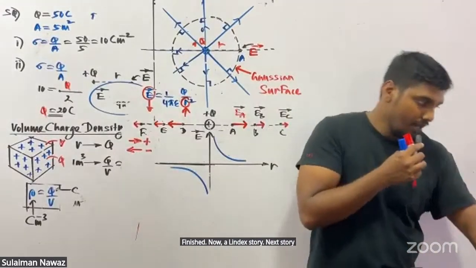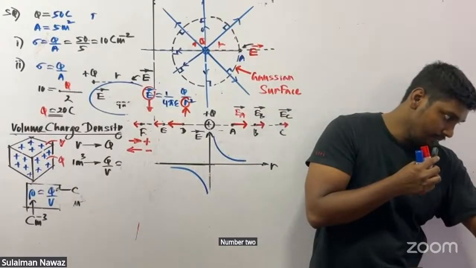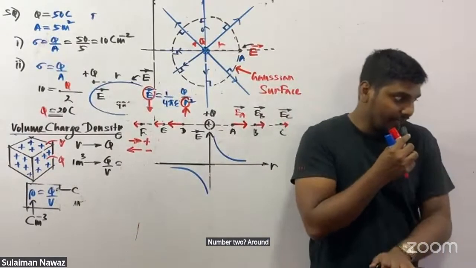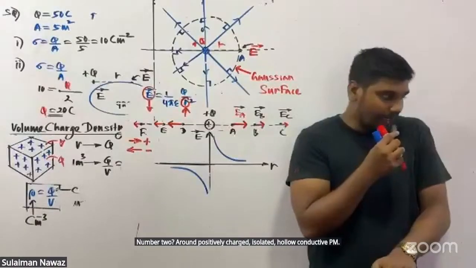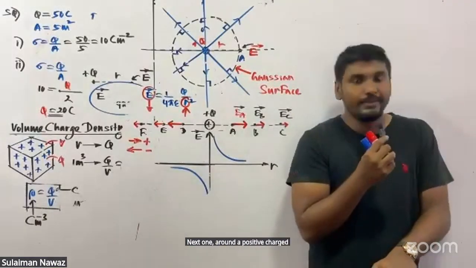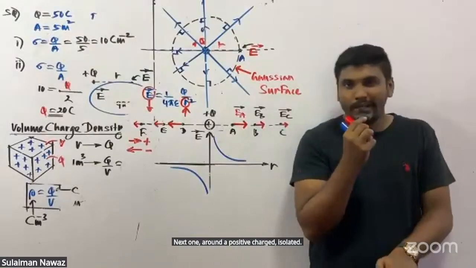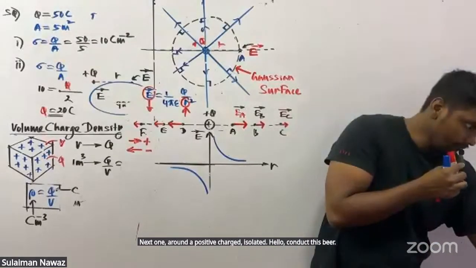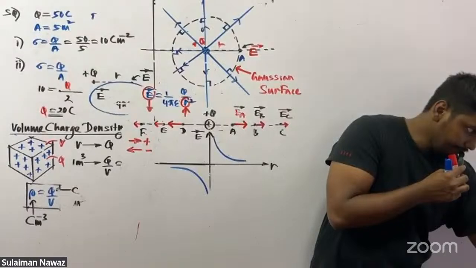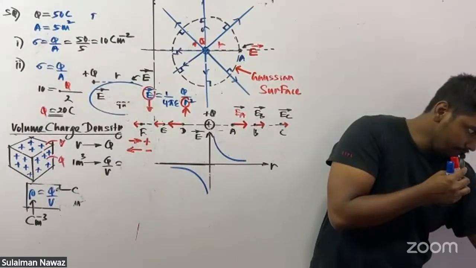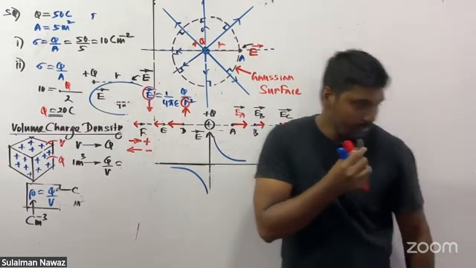Next story, number two. Write down. Around a positively charged, isolated, hollow conductive sphere. This story is important.